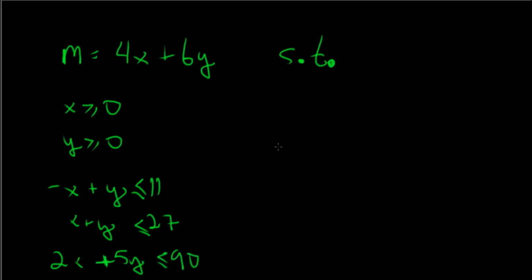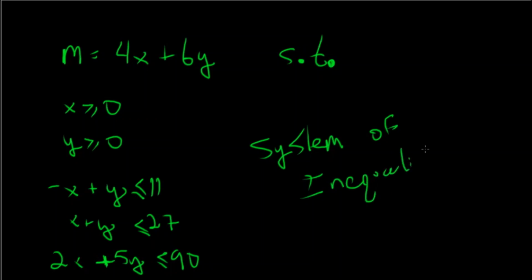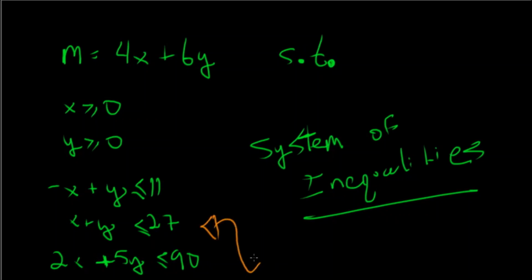So what is this? This is a system of inequalities. That is what we're doing here. System of equations, just kidding, system of inequalities. So this set of inequalities is called the region of feasibility.